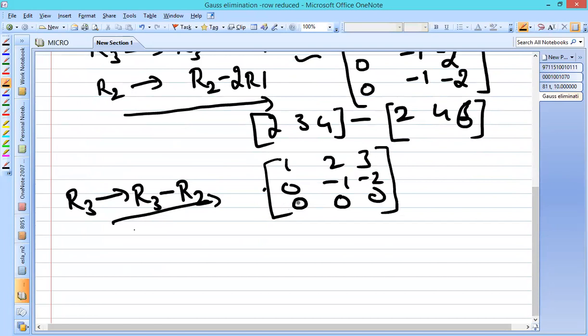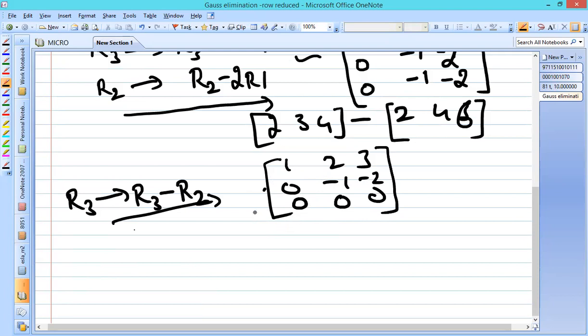Further, even if you try, are you going to get the second row elements as 0? Entire elements, I am asking about the entire elements. Even if you do R2 plus R1, you won't get it; R2 minus 2 R1, you won't get it. So here you'll be getting non-zero elements in the second row. Only the third row elements will be reduced to 0.